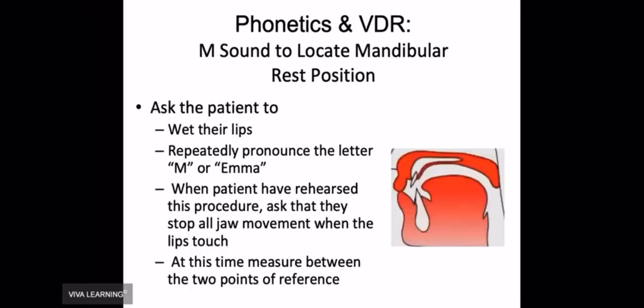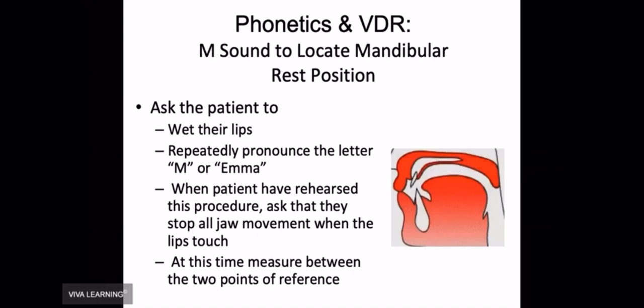What we typically use is we ask the patient to wet their lips and repeatedly pronounce the word M or Emma or mama. So what I want them to do is take their lips and wet them with their tongue and then repeat mama. When the patient has rehearsed this, ask them to stop all movements when the lips touch. At that time, you measure the points of reference.